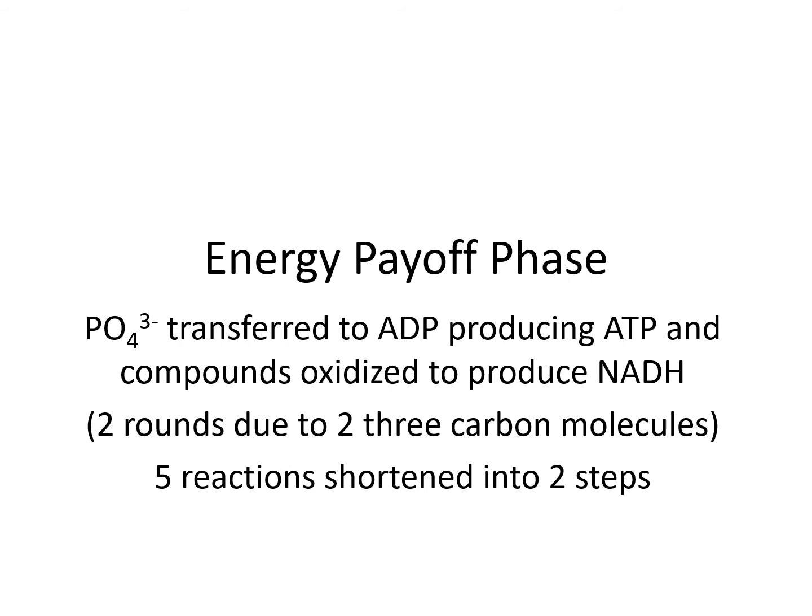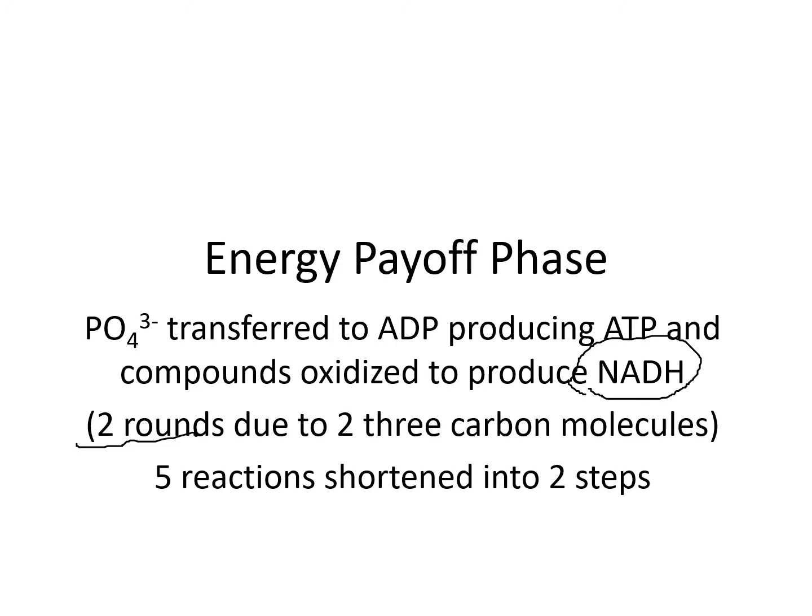The second half of glycolysis is the energy payoff phase. This is where we're going to make some ATP now. In the energy payoff phase, the phosphates are transferred to ADP, producing ATP, and then the compounds are oxidized to produce NADH. Remember from the last lecture that these are electron transfer molecules. And remember that every reaction we describe is actually going to happen twice, because we ended up with two 3-carbon molecules.